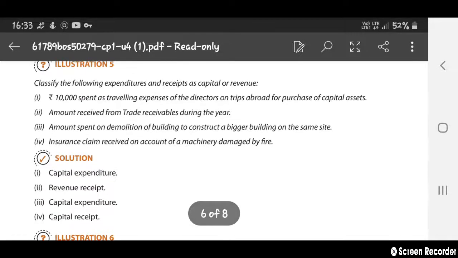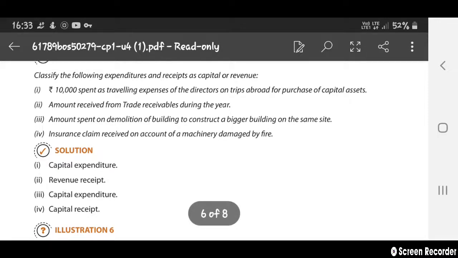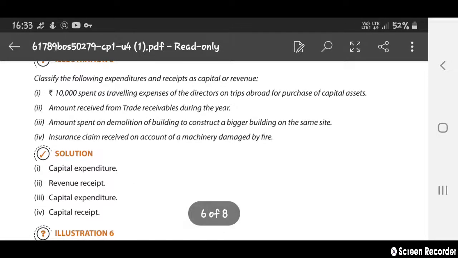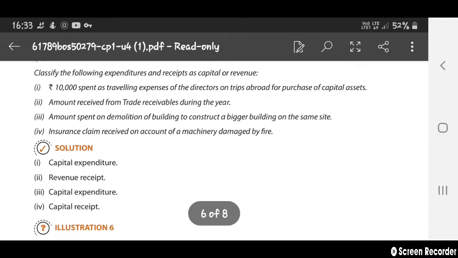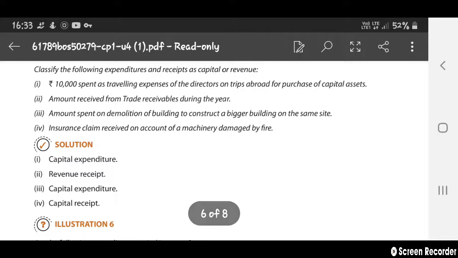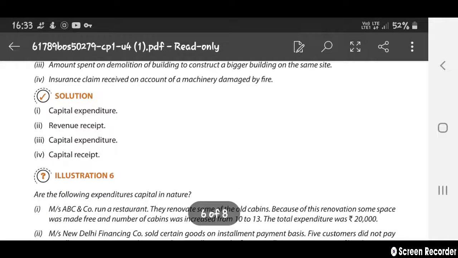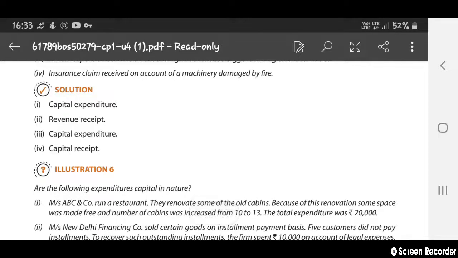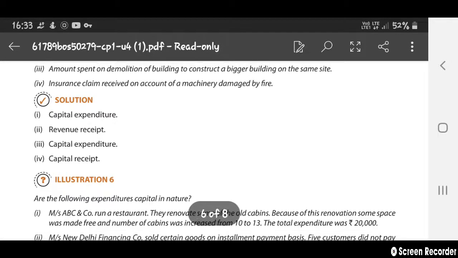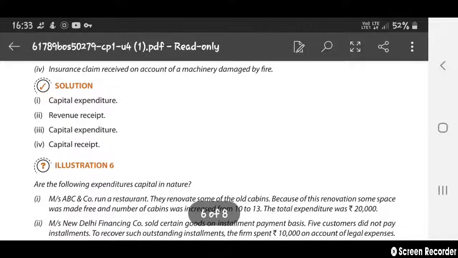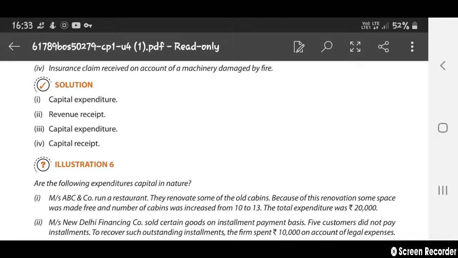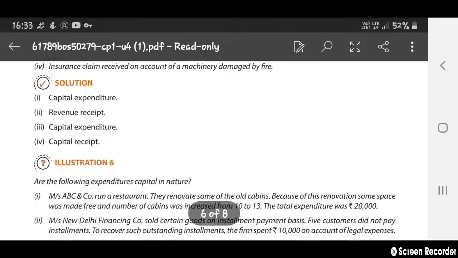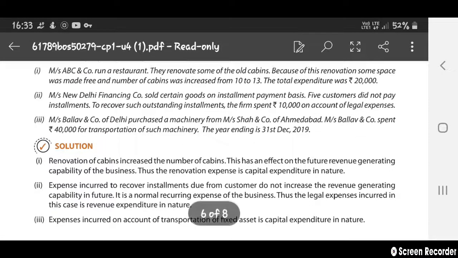Next is amount spent on demolition of a building to construct a bigger building on the same site. So it is a capital expenditure because you will demolish and bring another big building, so it will help you to earn profit in the future also. Next, insurance claim received on account of machinery damaged by fire. So it is a capital receipt because you have to pay the insurance, and the insurance company will give you the money, so it is taken from them. That's why it is a capital receipt.